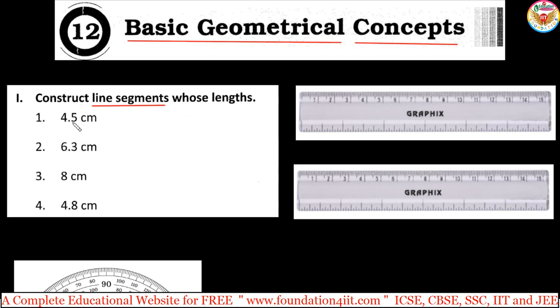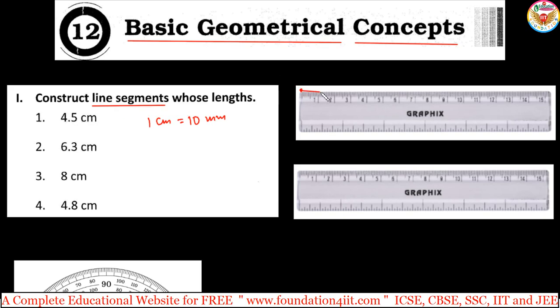If you want 4.5 centimeters, note that 1 centimeter is equal to 10 millimeters. Between every centimeter there are 10 small lines. You can check in your scale. To construct 4.5 centimeters, we have to start from the 0 dot, not from the 1. Many of you get confused by starting directly with 1. You have to start from the 0.